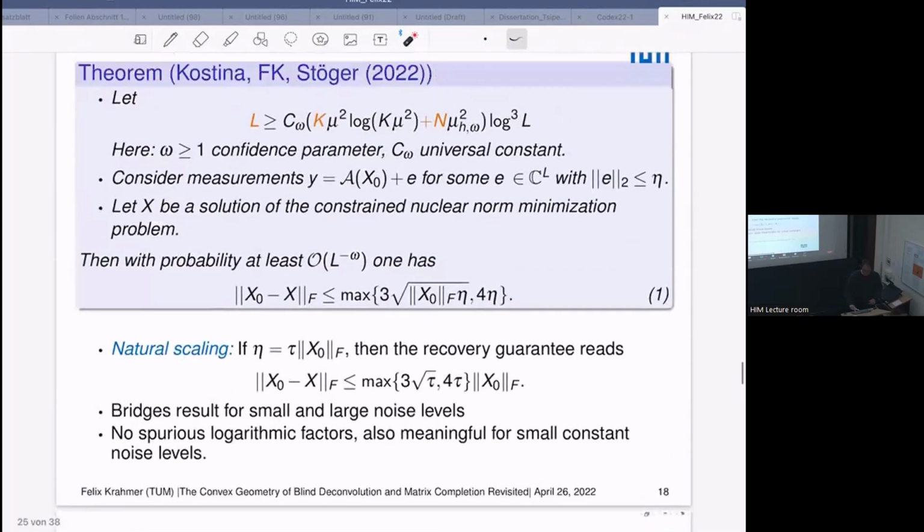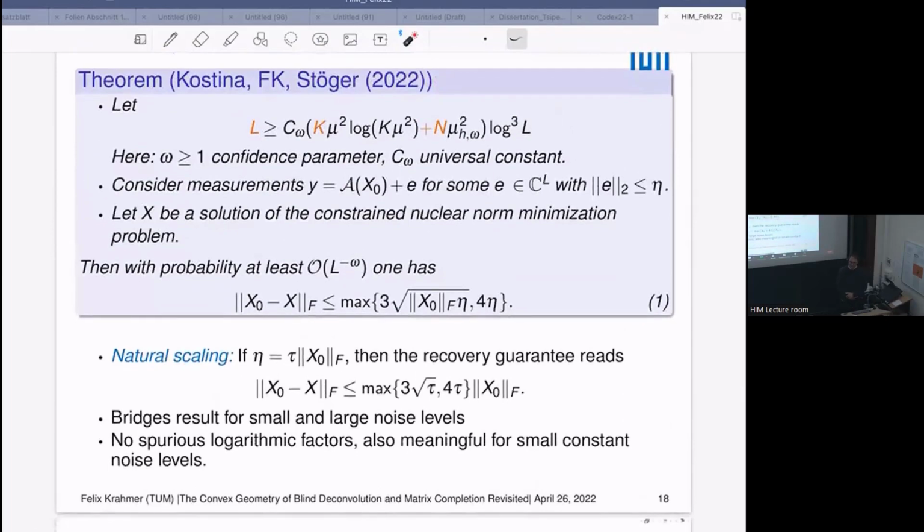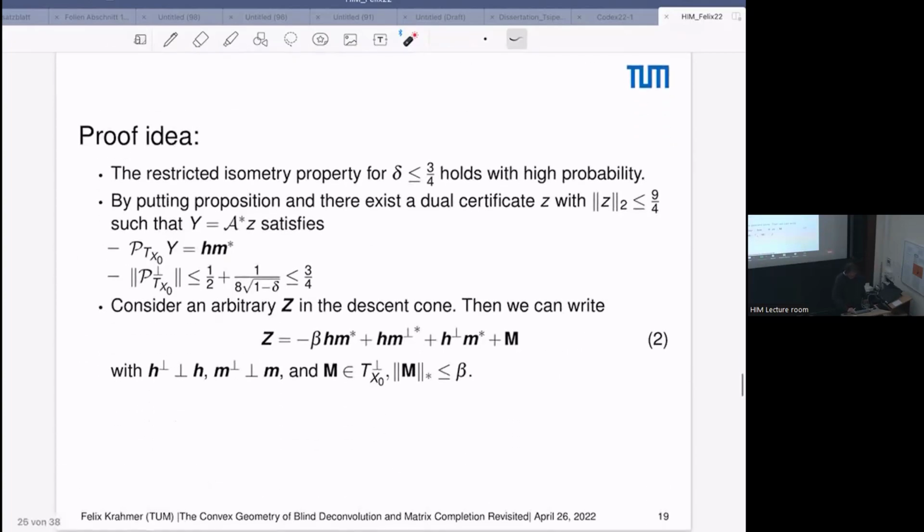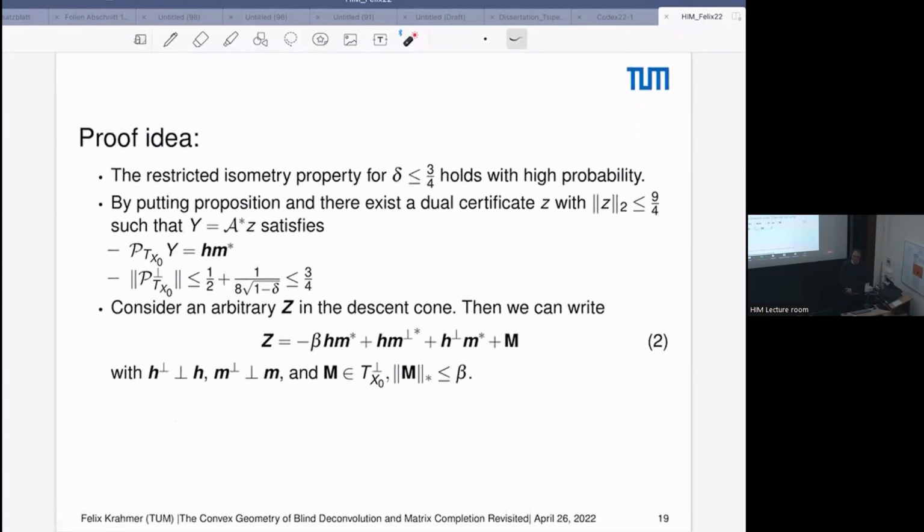So are there any questions with regards to the statement of the result and the general intuition? Okay. So then let me just give you a quick idea of how this is proved, because I think one idea is maybe something that could be useful otherwise.